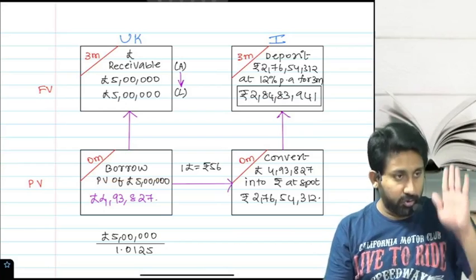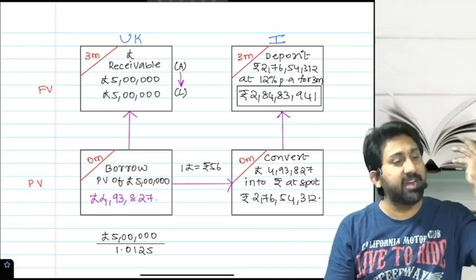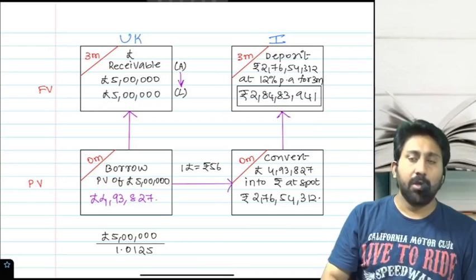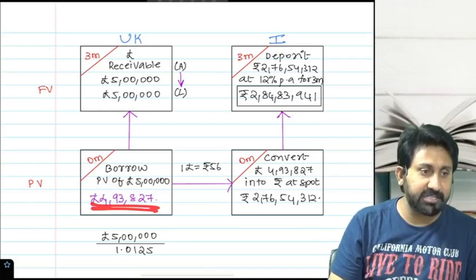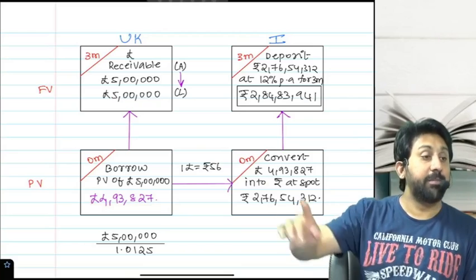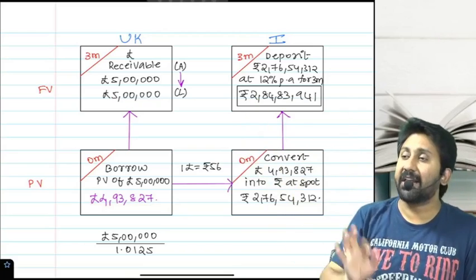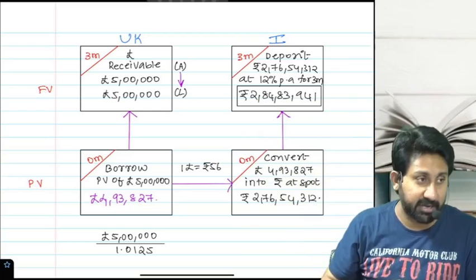4,93,827 borrowing today is certain, uncertain? 100% certain. Okay, 4,93,827 today if you borrow, it will mature to 5 lakh after 3 months. That is certain, uncertain? 100% certain.